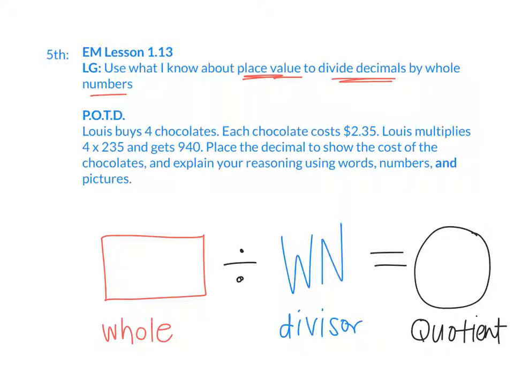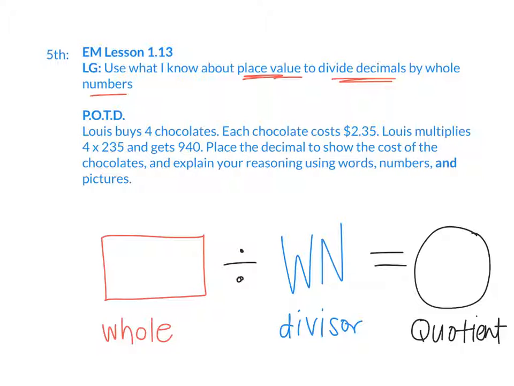So today we're going to have decimal wholes. Sounds weird because decimal is the opposite of whole numbers, but we're having a whole that will have a decimal in it. We're going to divide it. Our divisor is a whole number, and then our answer is the quotient.